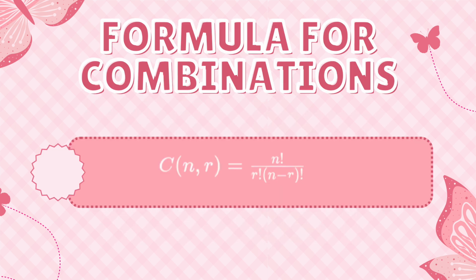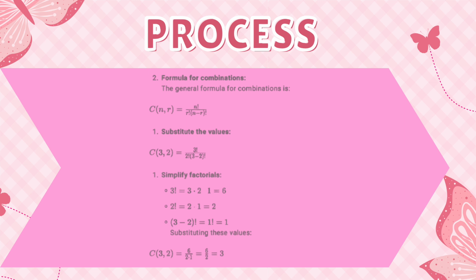The general formula for combinations is C(n, r) equals n factorial over r factorial times n minus r factorial. Let's now calculate the given example earlier by applying the general formula for combinations. Process. The general formula for combinations is C(n, r) equals n factorial over r factorial times n minus r factorial.